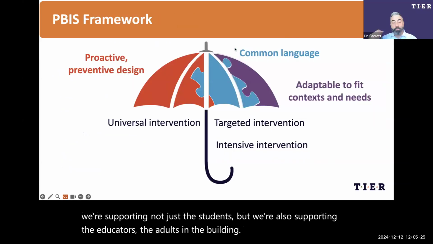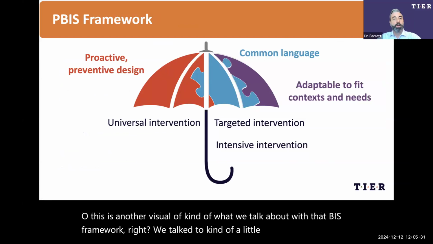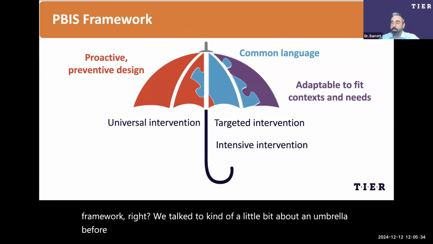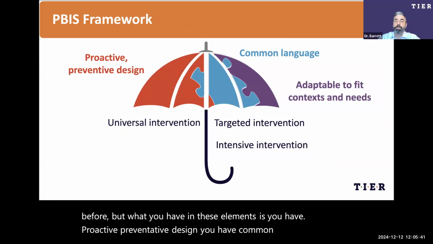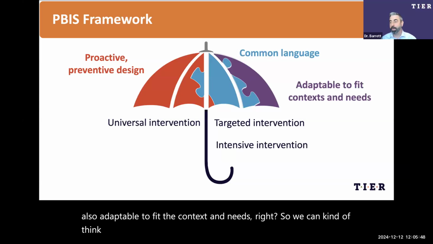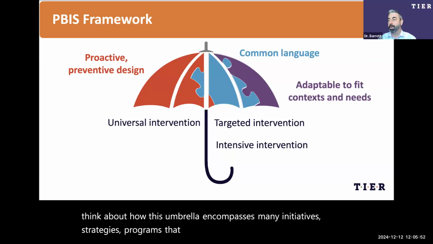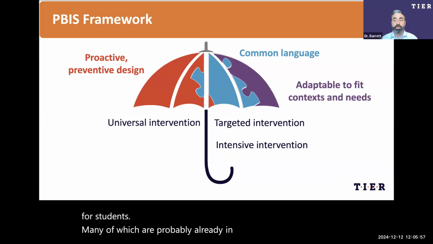So this is another visual of what we talk about with that PBIS framework, right? We talked a little bit about an umbrella before, but what you have in these elements is proactive preventative design, common language, and it is also adaptable to fit the context and needs, right? So we can think about how this umbrella encompasses many initiatives, strategies, and programs that improve behavioral and academic outcomes for students, many of which are probably already in place. There's already a lot of good things happening.